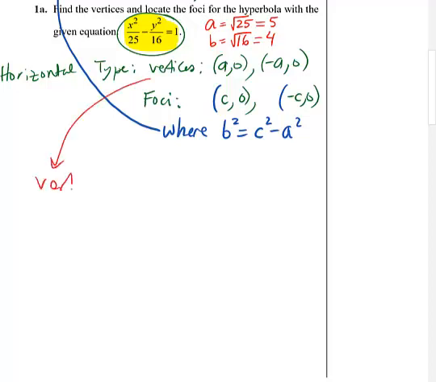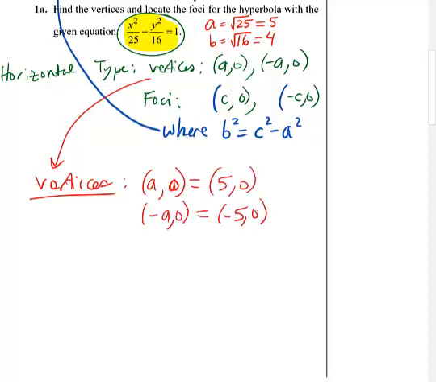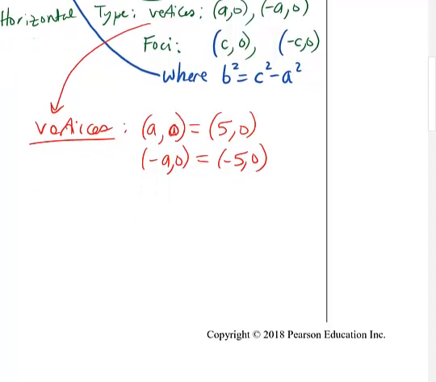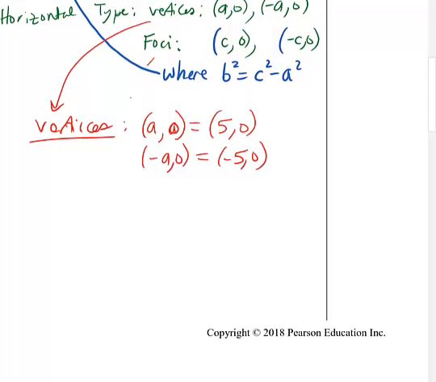They ask for the vertices, which are always easier to find, and then the foci, which are always harder to find. The vertices are a comma 0, where a is just the value we found, 5, and negative a comma 0, which looks like negative 5, 0, the other vertex. So that's where the two branches of the hyperbola are going to open up, left and right.